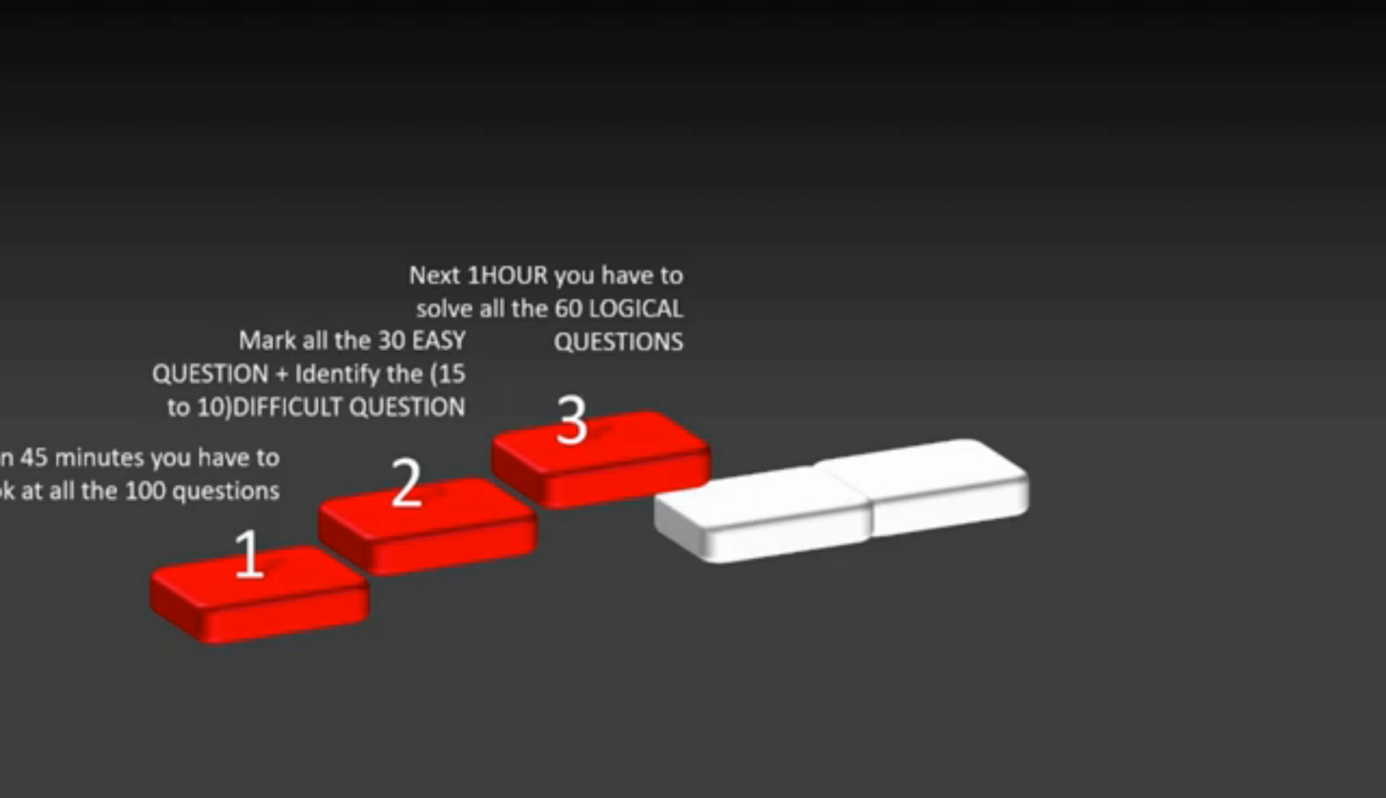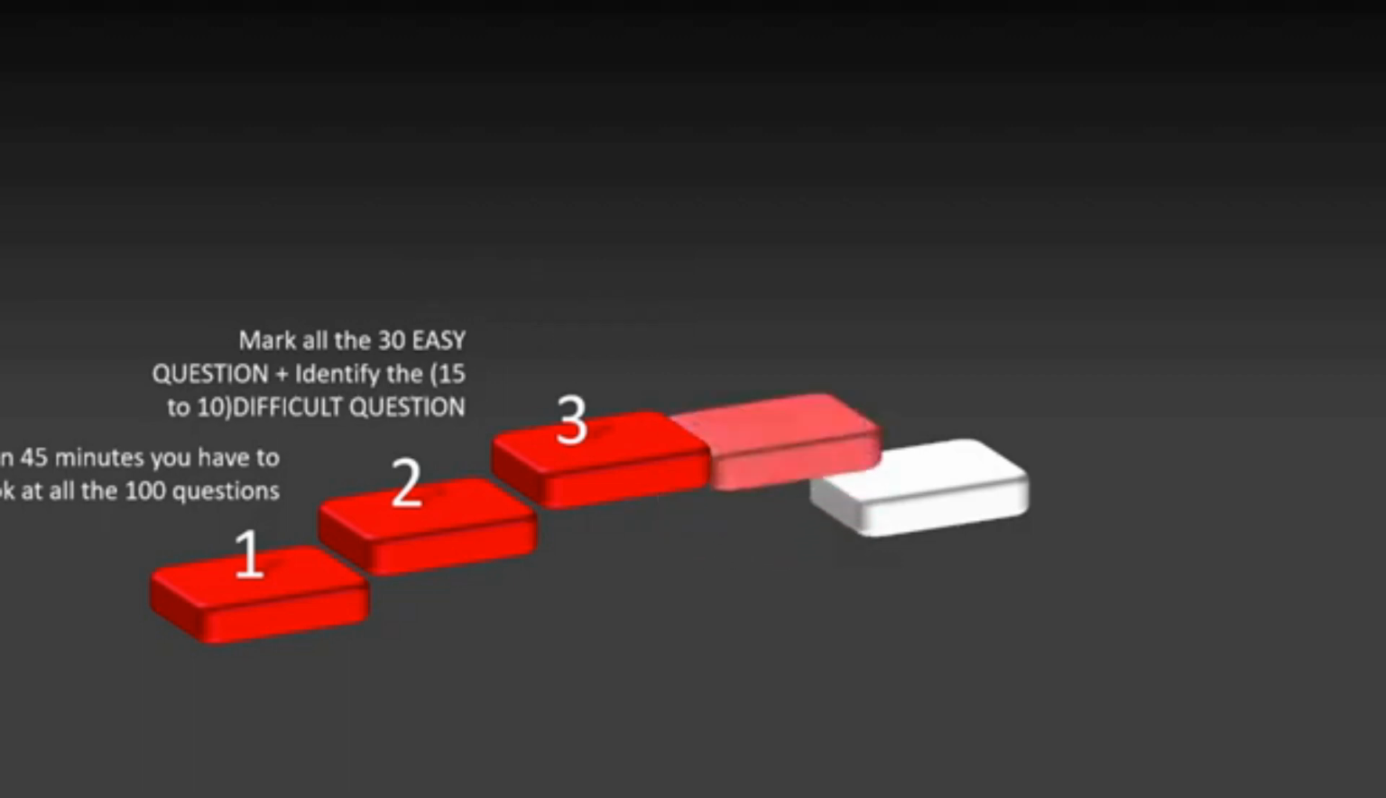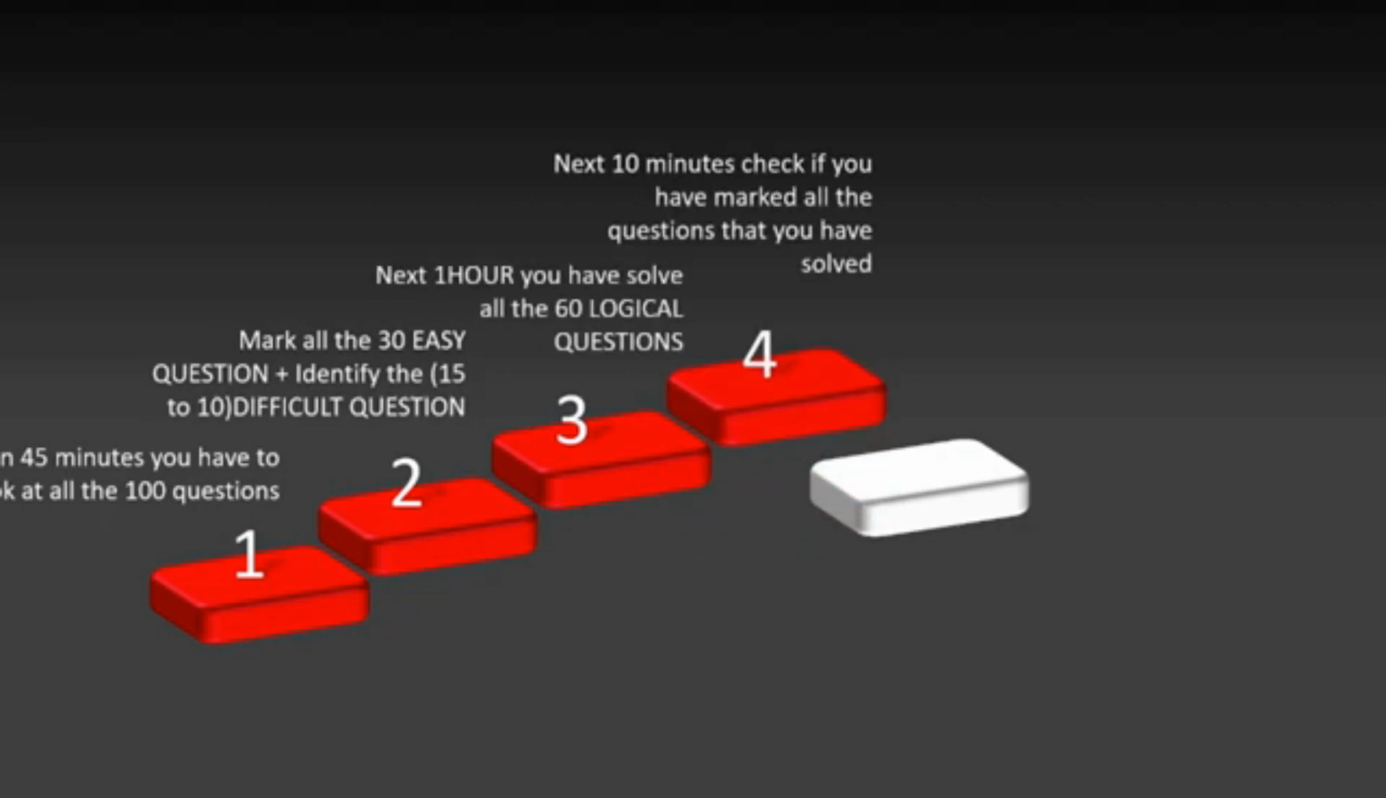And in that 1 hour which I have said, I will mark these 60 logical questions. This is where, for example, I come to A and B, and I mark whether it is A or B. I will have a confusion. But to clear this exam, we have to approach these logical questions as well. So now 15 more minutes are left. In the fourth stage, this is the fast thing.